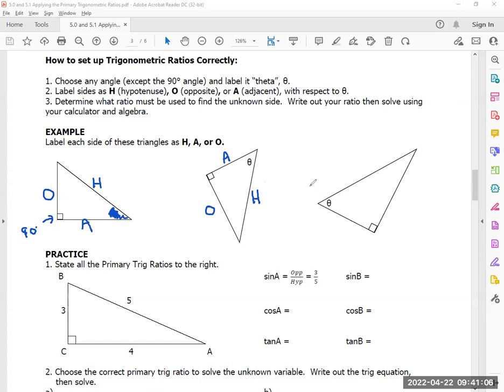All right, next triangle, you have 15 seconds, go. Again, starting with the 90 degrees. Find it. If you found the 90 degrees, then the furthest side away is what we call the hypotenuse.